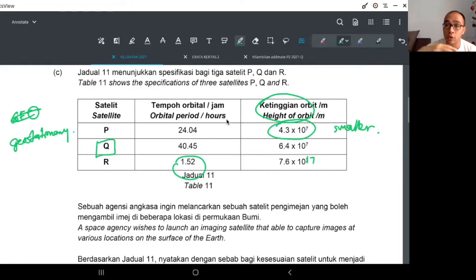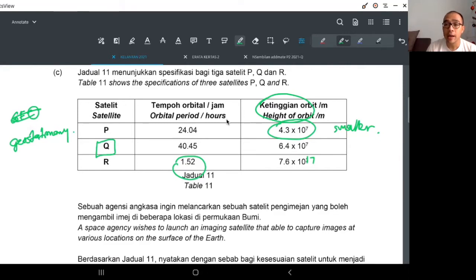But if it is more than 24 hours or less than 24 hours, which is the best, if it is more than 24 hours, pandai-pandai lah diorang adjust to take photos, whenever they pass that particular place lah. But the one thing that cannot be compromised is the height of the orbit. The height has to be low enough.